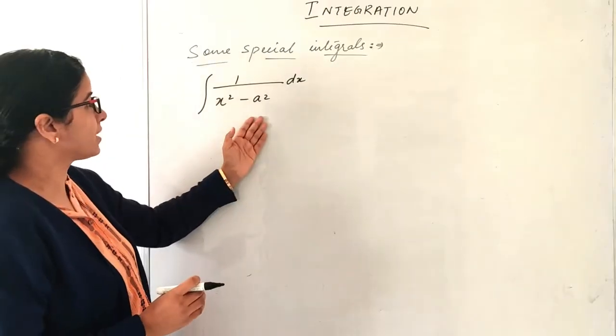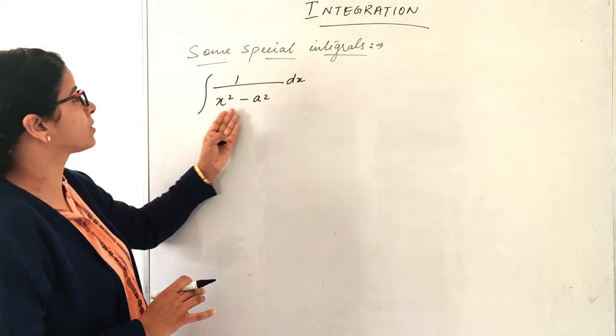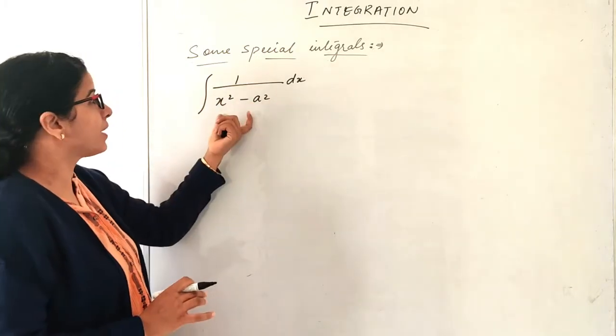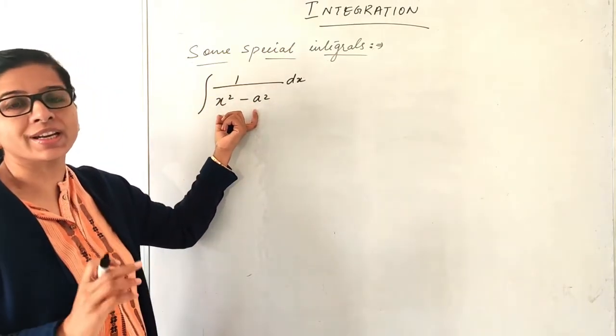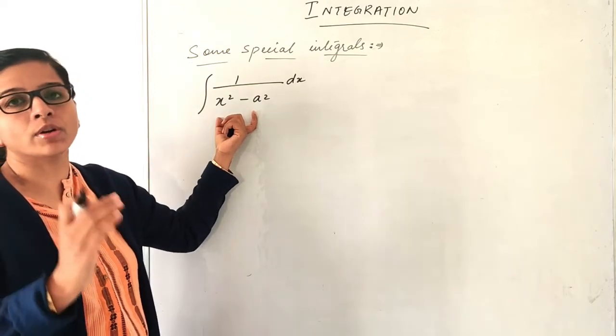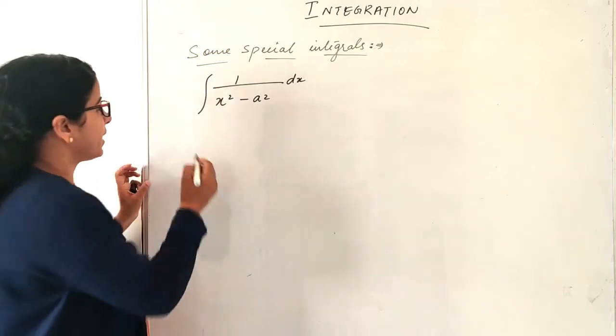So now let us take this next integral. We have 1 upon x square minus a square dx, right? So whenever we have such kind of integration, we can split it, right? I can use the formula of a minus b, a plus b. So pay attention here.